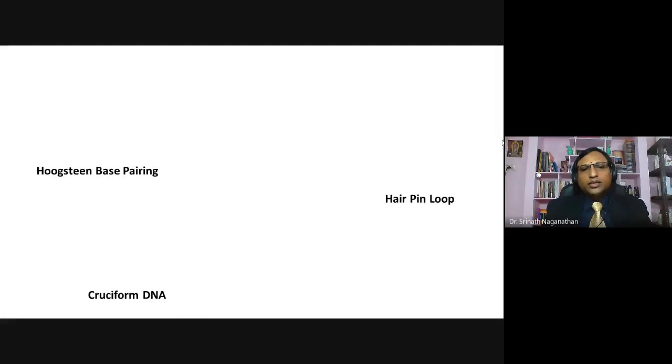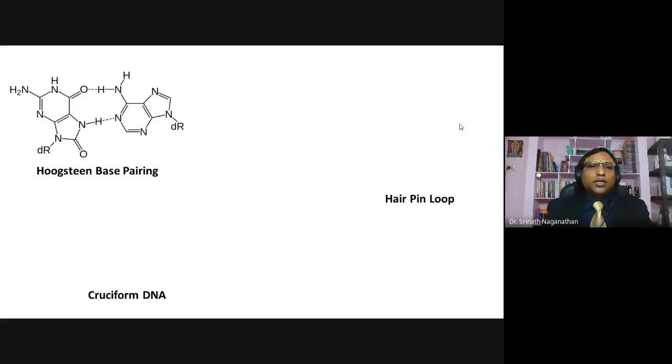What it does is it forms Hoogsteen base pairing. You can see that the normal pairing is different. This is the Hoogsteen pairing, in which it is not the normal adenine or guanine pairing. So it is having a difference.